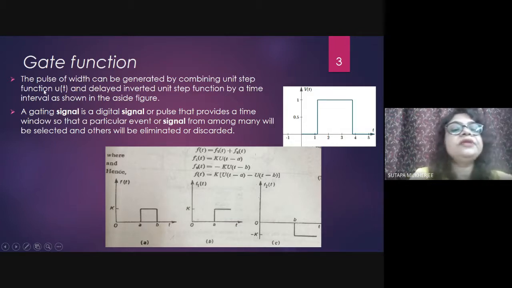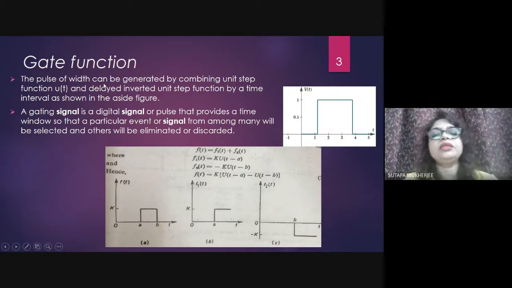So what is the definition of the gate function? A pulse of width, this is the pulse width, can be generated by combining the unit step function u(t) and a delayed inverted unit step function by a time interval, as shown in the figure. This is called inverted because it goes like this. So a gating signal is a digital signal or pulse that provides a time window. This is like a window, so that a particular event or signal from among many will be selected and others will be eliminated or discarded.